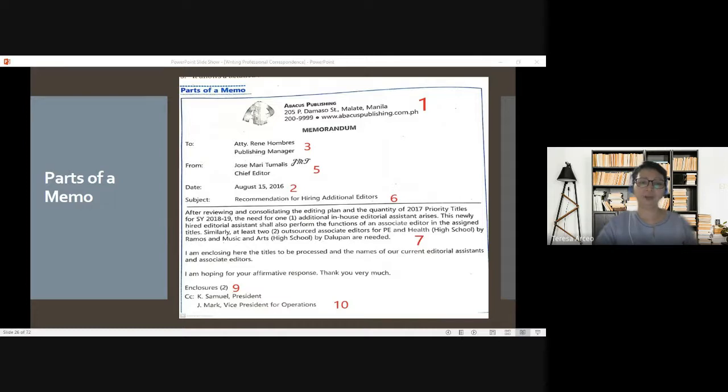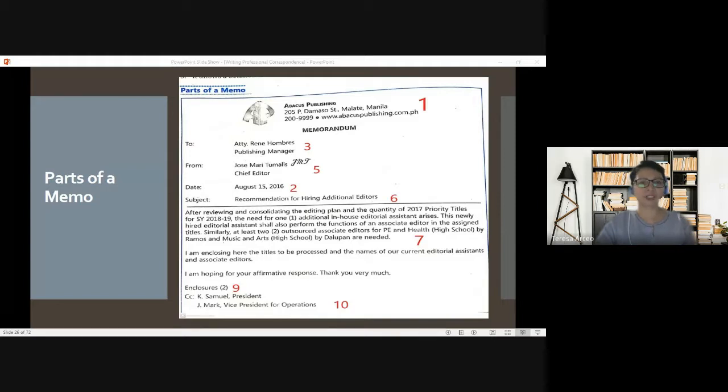The body of the memo contains the message. Paragraphs are single spaced internally but double spaced to separate the paragraphs. If the memo is very short, the body can be double spaced internally and triple spaced to separate the paragraphs. Please take note that the paragraphs in the memo are not indented.